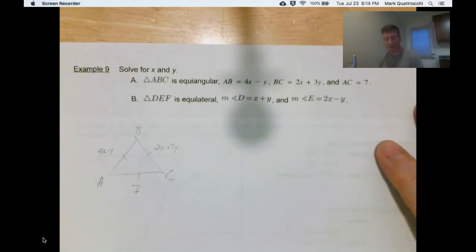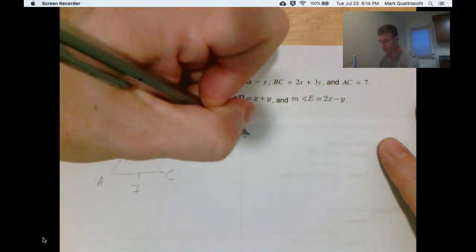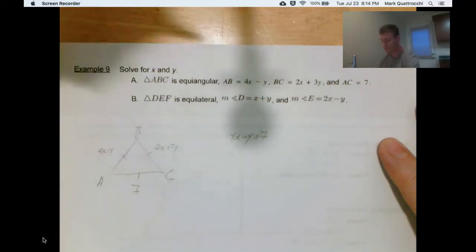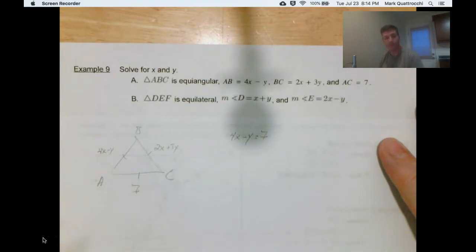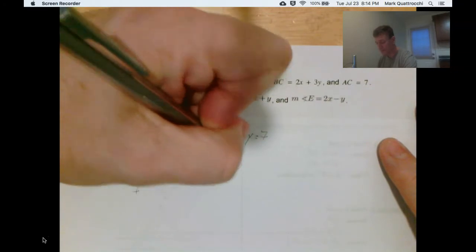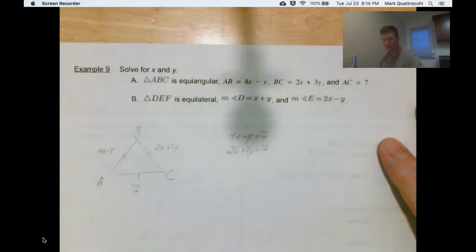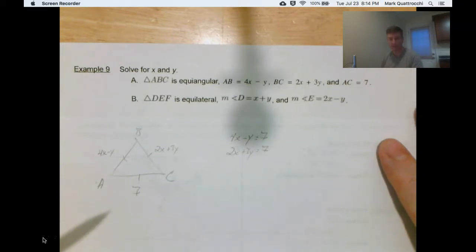So we're going to write out two sets of equations. We're going to write 4x minus y equals 7. We're also going to write 2x plus 3y equals 7. AB has to equal AC. BC has to equal AC. So there are my two equations. I now have a system of two equations and two unknowns. So we have to solve these equations.